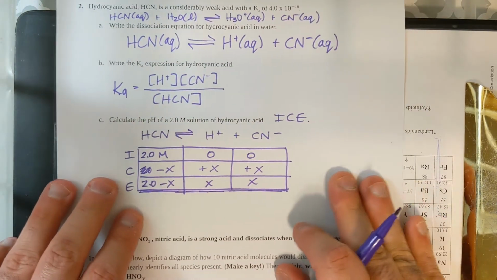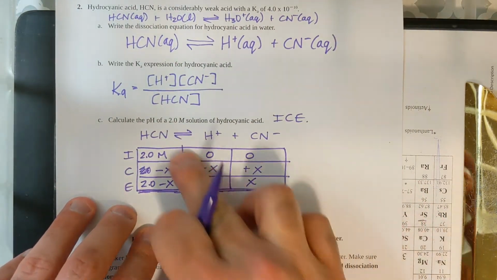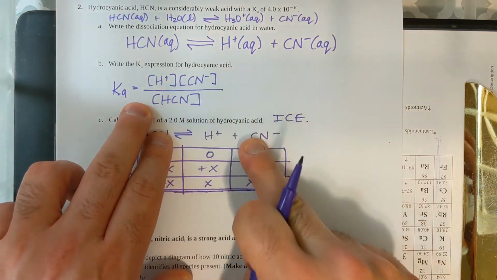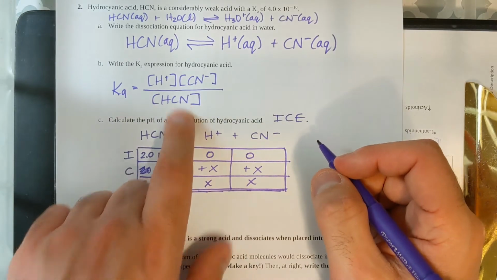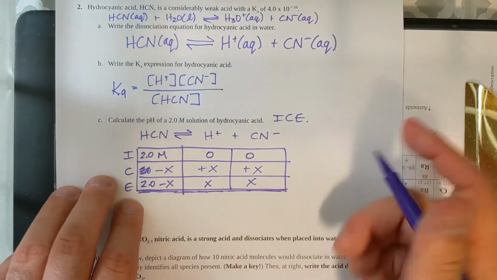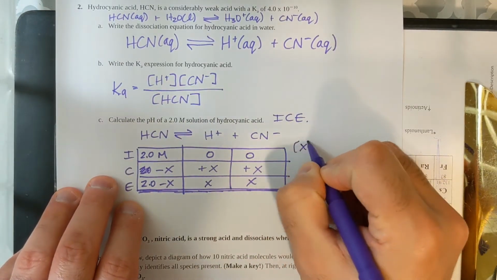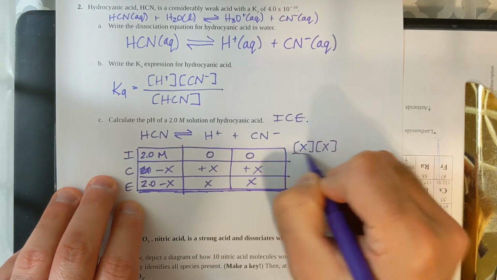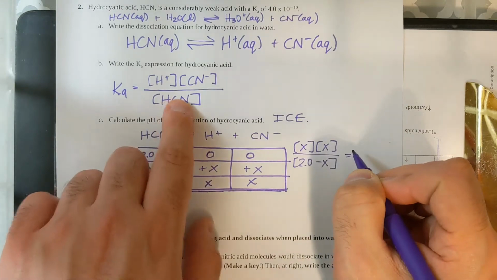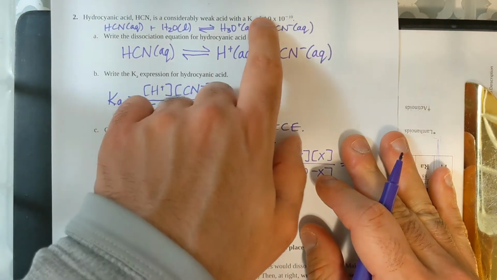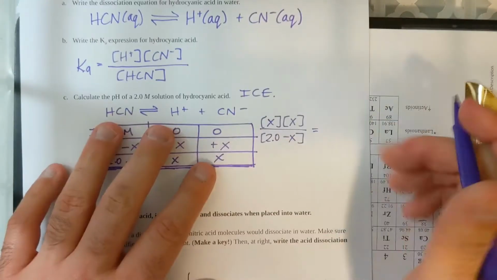And then I can set myself up for writing an equilibrium expression. I already did that in letter B. So H plus times CN minus over HCN: x times x over 2 minus x equals the Ka, and we already know the value of the Ka. It's 4.0 times 10 to the minus 10th.